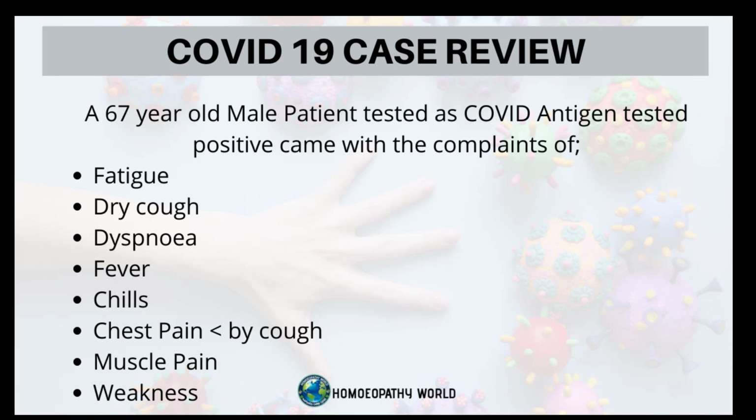Okay, so let's say there is a case of a 69-year-old male patient with COVID antibodies positive, and the complaints he is suffering from are fatigue, dry cough, dyspnea, fever, chills, chest pain aggravated with cough, muscle pain, and weakness. So according to our case, next what you're going to see is the recording of my phone.